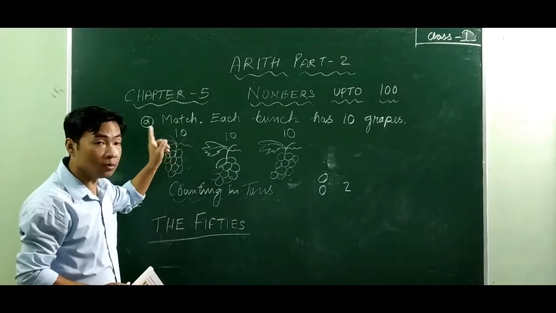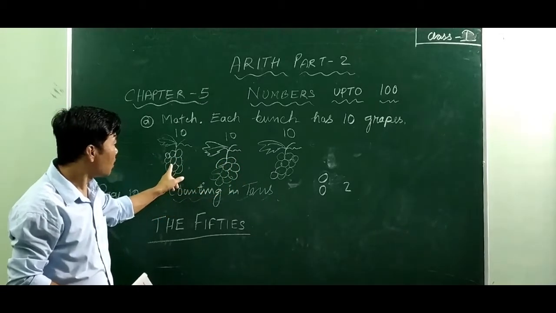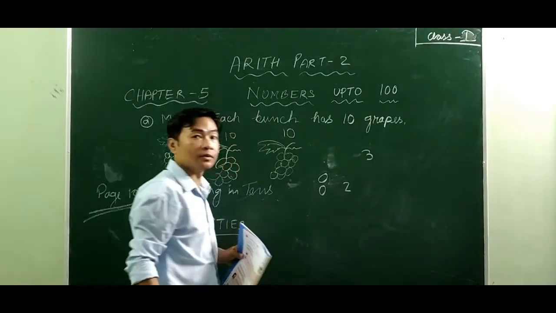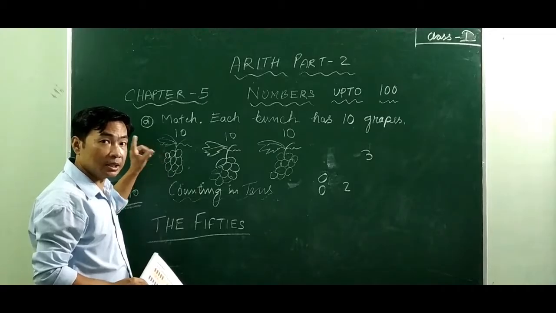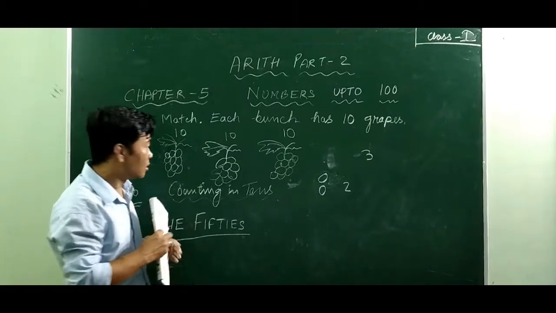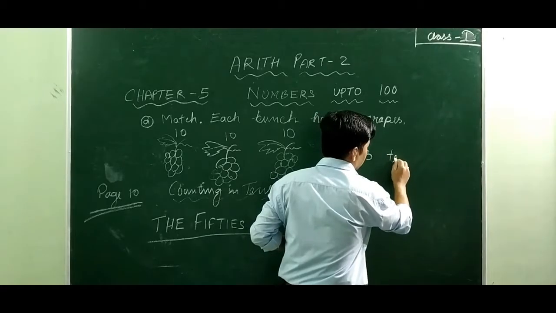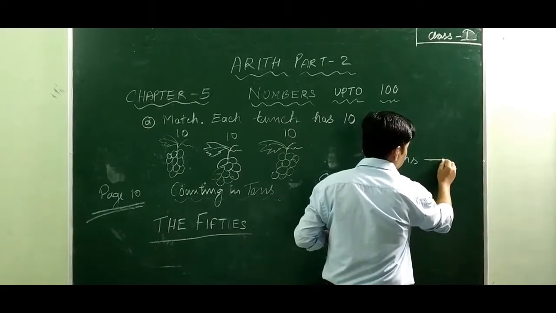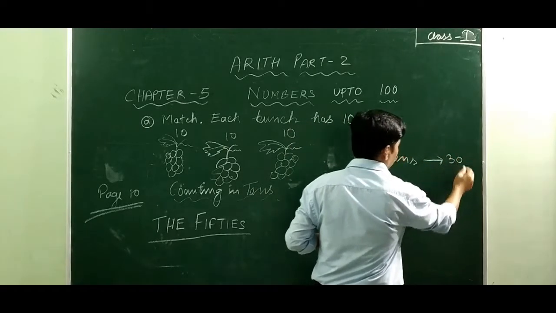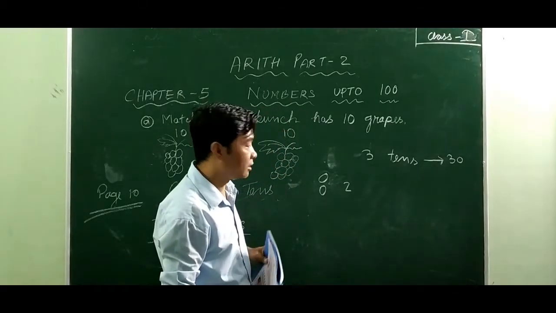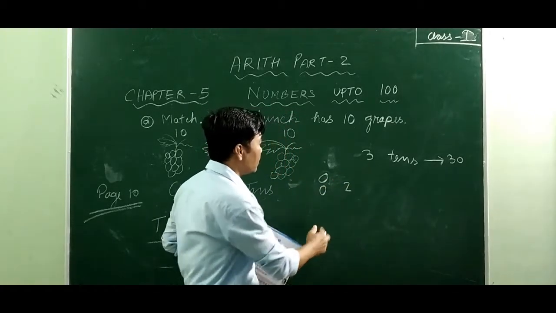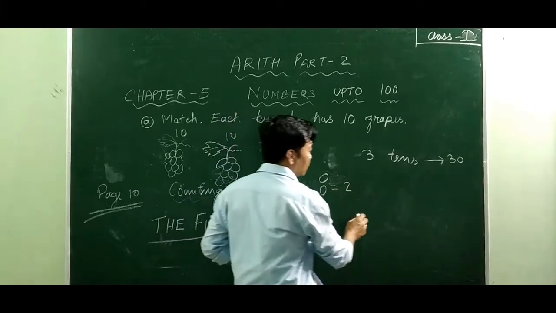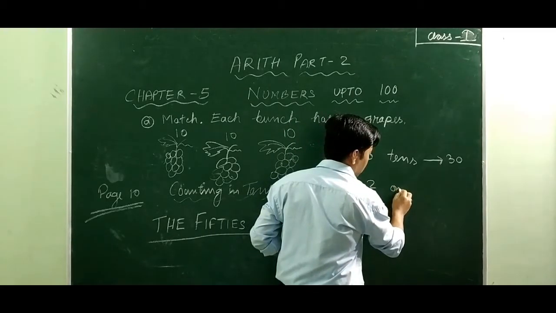How many bunches of grapes do we have? 1, 2, 3. So we have 3 bunches of grapes. In each bunch, in one bunch, how many? 10. We have 3 tens. So 3 tens means 30. We have 30 grapes. So here how many grapes do we have? 2 grapes. So we have 2 ones.